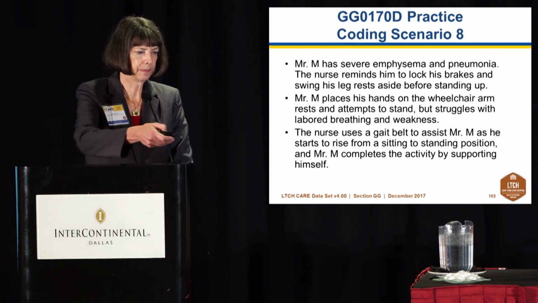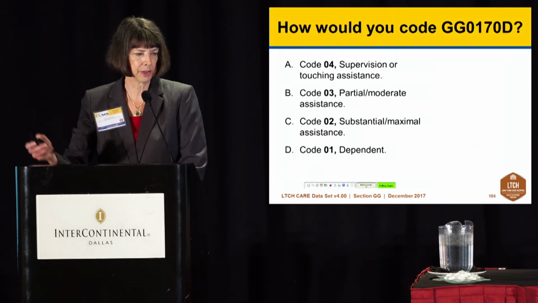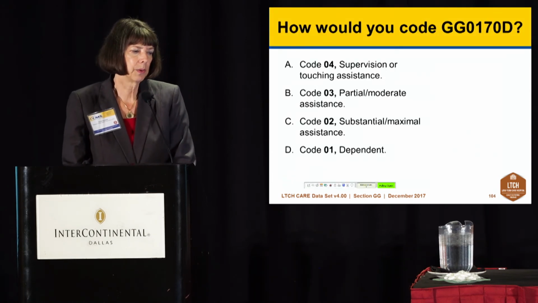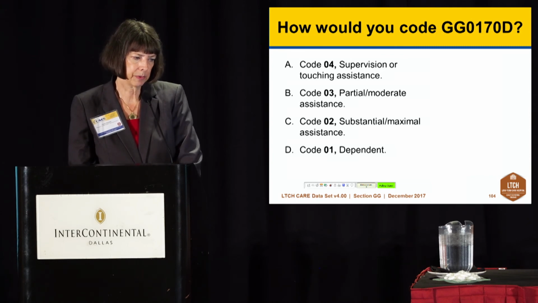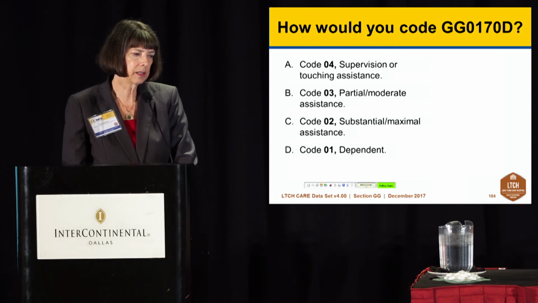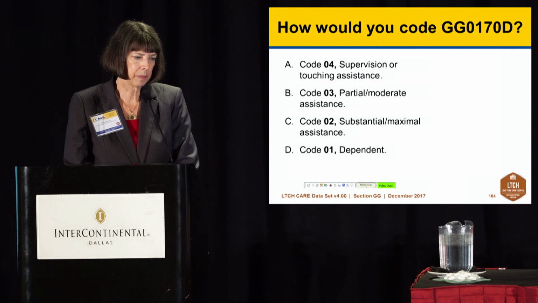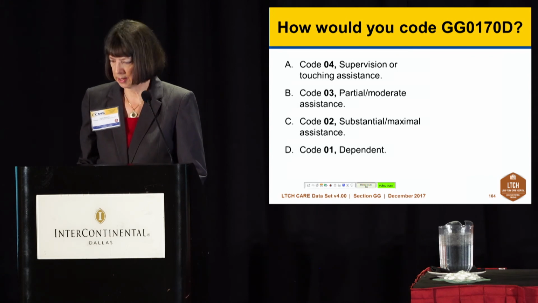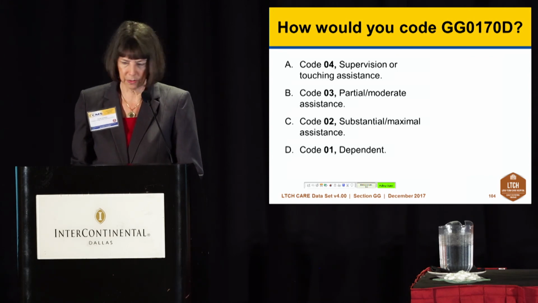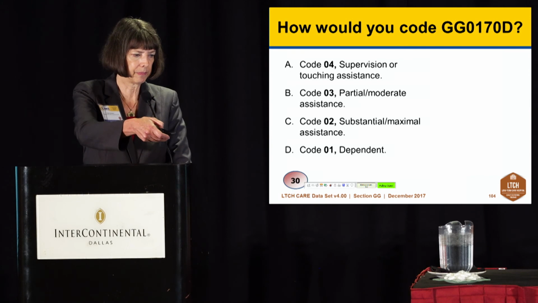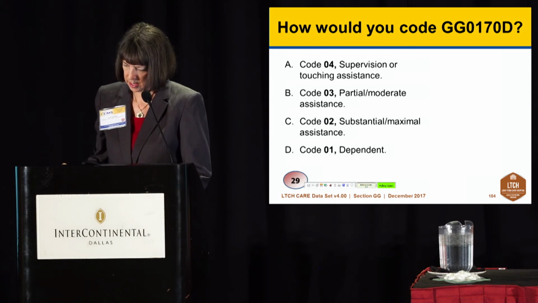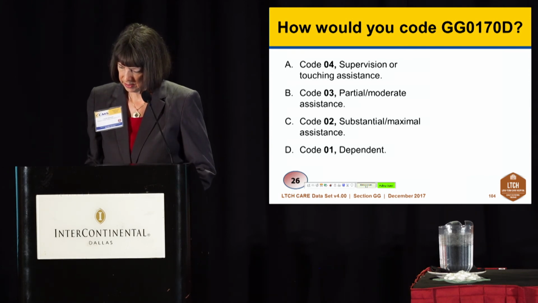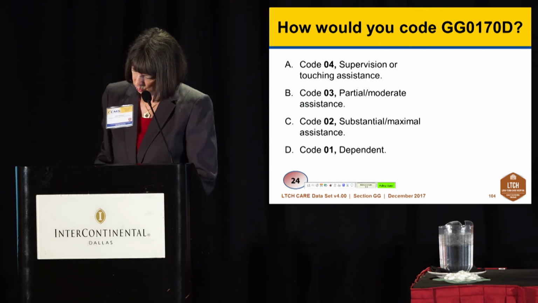So let's see what we have as our choices for coding. Code 04, supervision or touching assistance. Code 03, partial or moderate assistance. Code 02, substantial maximal assist. Or code 01, dependent. So what are you going to choose for this one? Again, considering all the parts of the activity to determine what you would code.